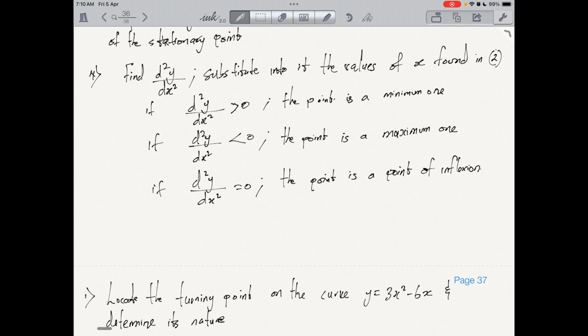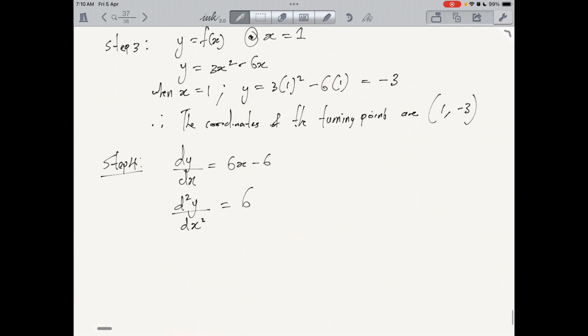If the second derivative d²y/dx² is less than 0, the point is a maximum point. And if d²y/dx² is equal to 0, the point is a point of inflection. Now d²y/dx² here is greater than 0 because 6 is greater than 0. Therefore, the point is a minimum point.